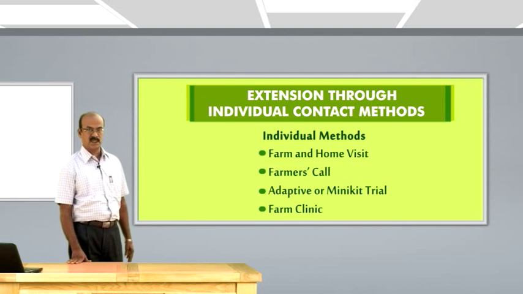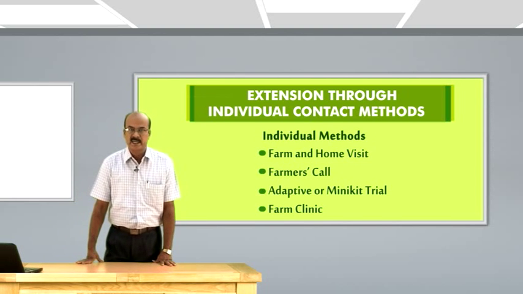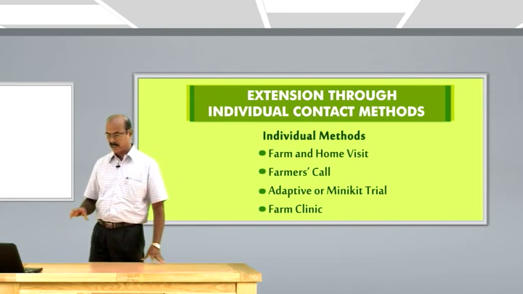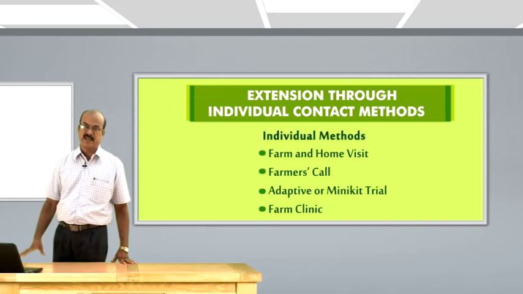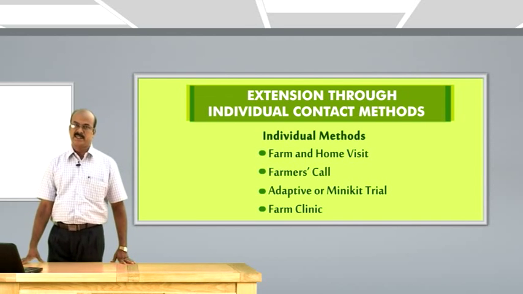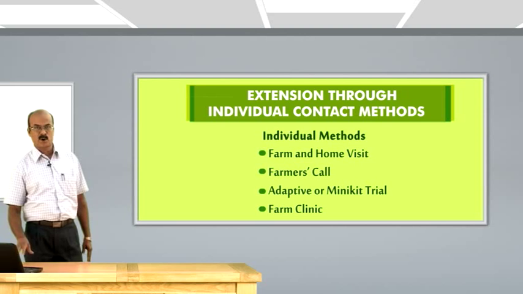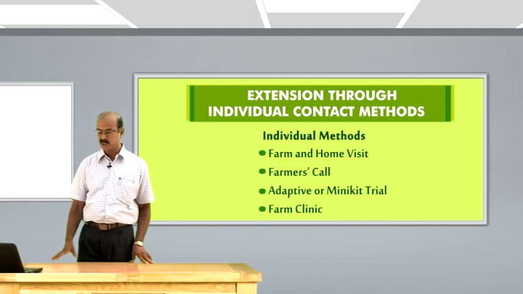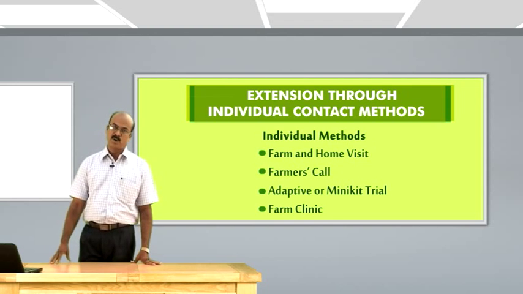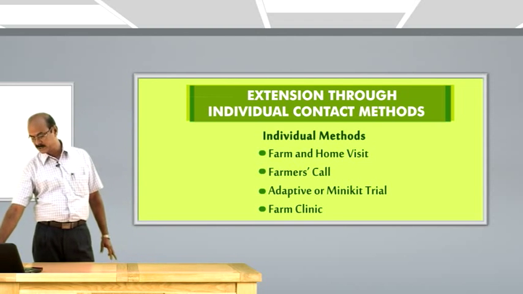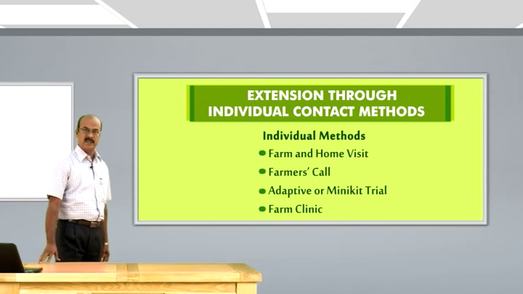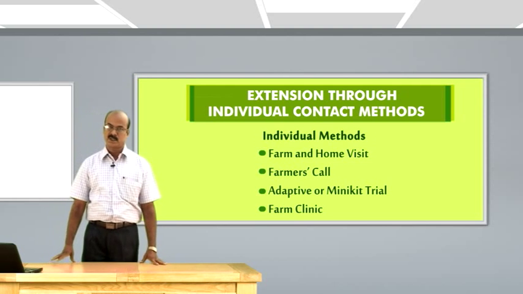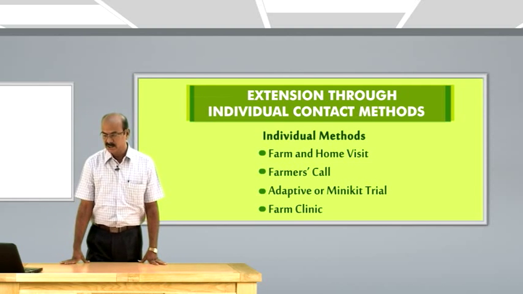Another method, the last one, is the farm clinic, that is agri clinic. The name itself, clinic, means it is diagnostic work. It is an in-depth analysis of any problems or issues in the field situation. The extension worker diagnoses the field problems and offers information and detailed solutions for the problems. Accordingly he suggests the techniques.